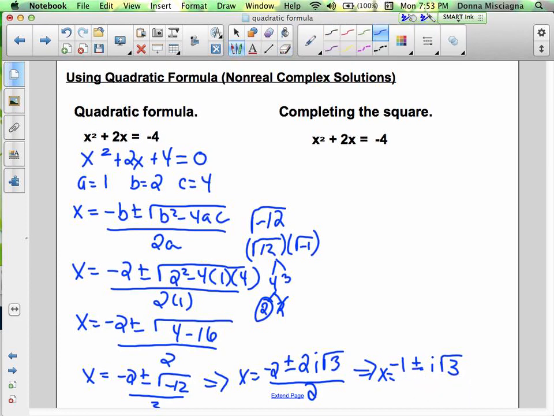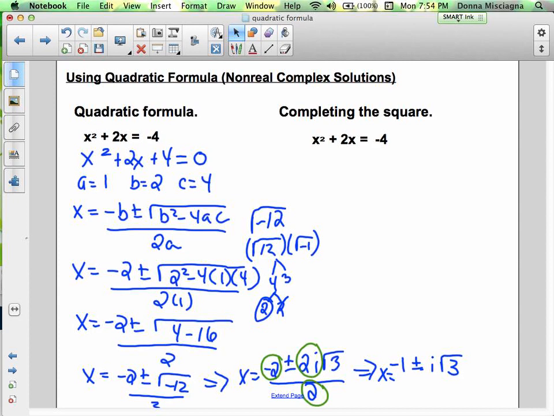And 2 divided by 2 is 1, so now I no longer need it. I don't really need to put a 1 in there, right? So you have to reduce everybody. Got to remember to reduce the negative 2, the 2i, and the 2. And so there's our answer: negative 1 plus or minus i square root of 3. This one took a little longer because we had some simplifying to do.